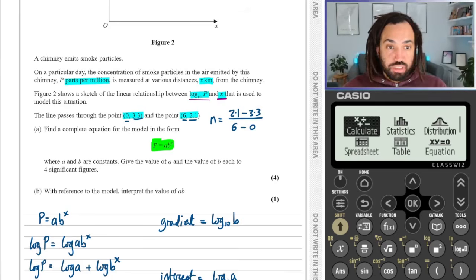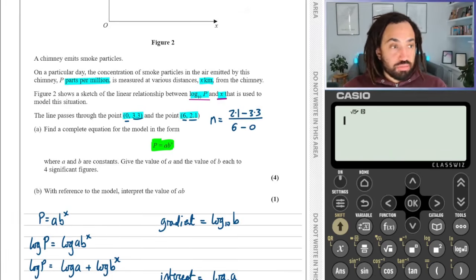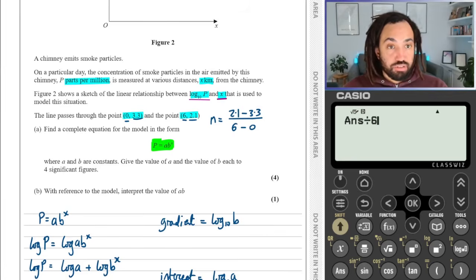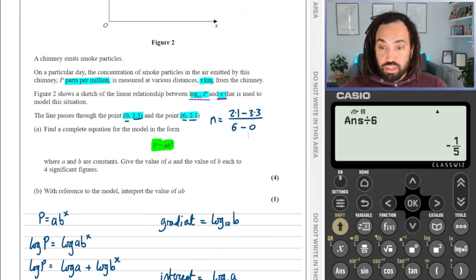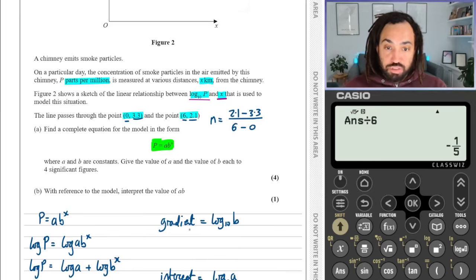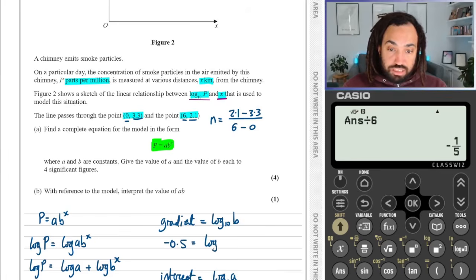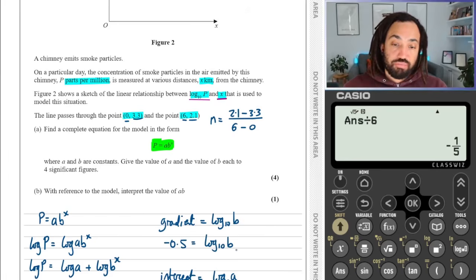So we can just quickly do that. So that is 2.1 minus 3.3, and then we need to divide that by 6, so minus a fifth. Okay, great. So the gradient is minus 0.5. We know that's equal to log base 10 of b.